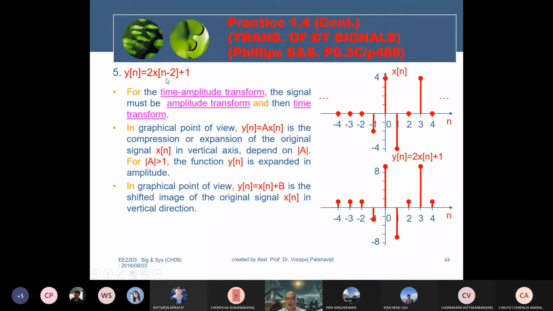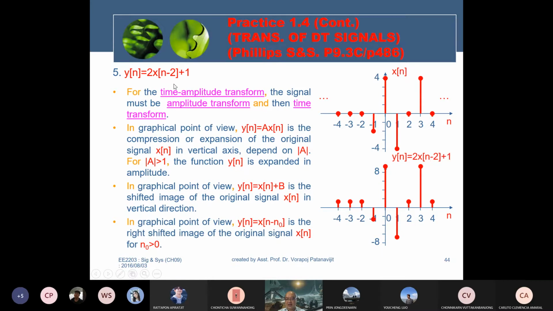For the time transform, you take only time shifting. Time shifting is already in the form of n minus n naught. If n naught equals 2, you shift to the right hand side. From the graphical point of view, yn equal to xn minus n naught is the right shift image of the original signal xn for n naught greater than 0. You shift by here.